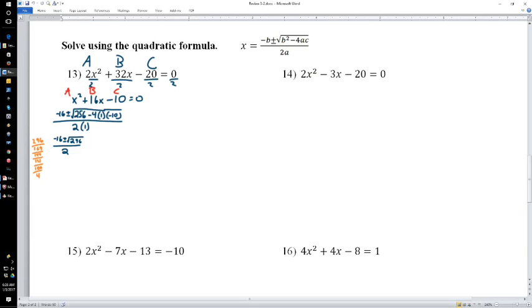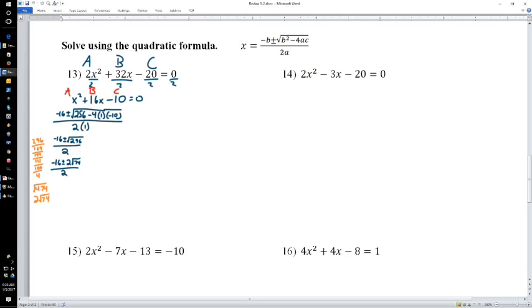You'll realize that 296 is 4 times 74. So that's 2 on the square root of 74. So I'm going to go ahead and rewrite this as negative 16 plus or minus 2 on the square root of 74 divided by 2.